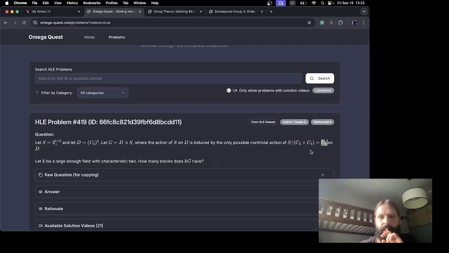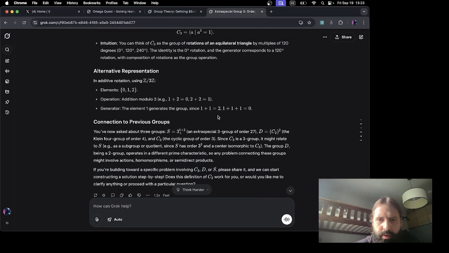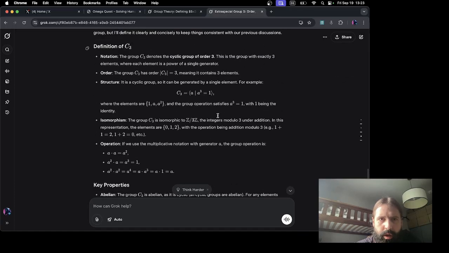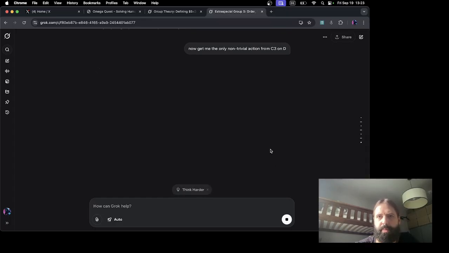And we're going to ask it to find a non-trivial action of C3 on D, because this would then induce the action of S on D to define G, right? So we're doing it this way. So we've got C3. All right. Now give me the only non-trivial action from C3 on D. So we're literally going step by step.